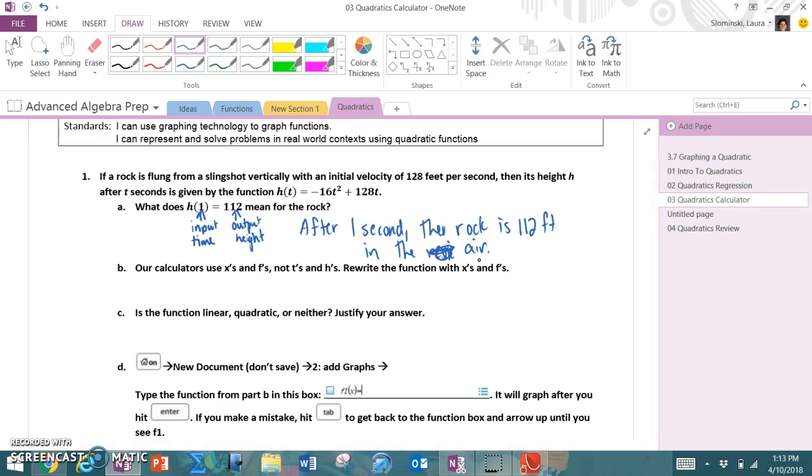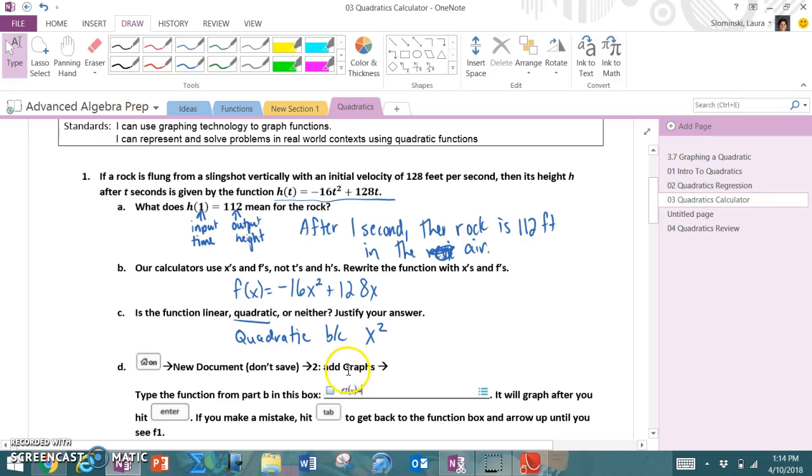The second question, part B, just talks about how we can't type h of t into our calculator. Instead, we'll use x's and f's. So we're going to take this function, instead of h of t, we're going to write it as f of x, which means everywhere I see a t, I'm going to turn it into an x, because when I ultimately type it into my calculator, this is how I will need to type it in. Then it asks if it's linear, quadratic, or neither, and hopefully you're recognizing that it's quadratic, because its highest degree term is x squared.